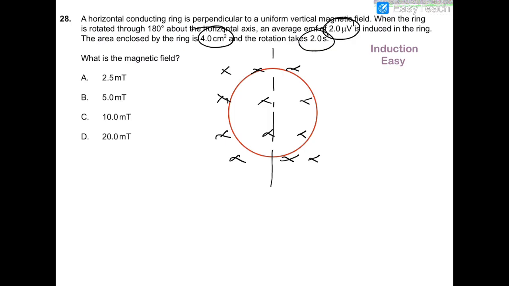So what is the magnetic field? We know that the average induced EMF is change in flux upon time taken, and it is 2 microvolt. So 2 into 10 raised to the power minus 6.